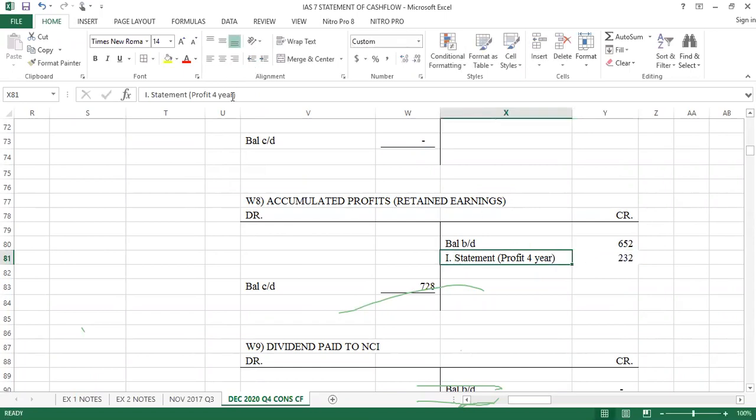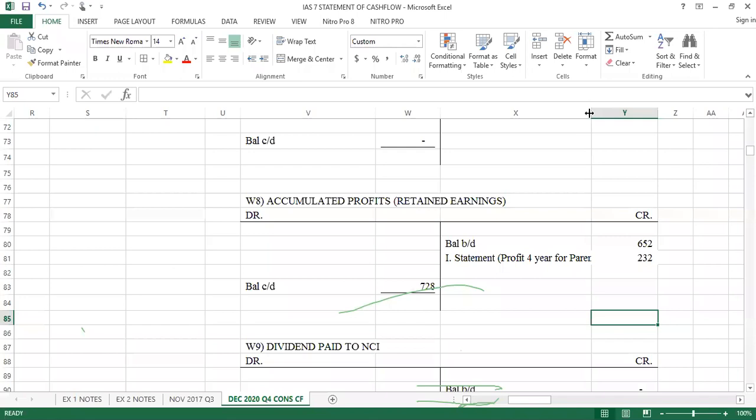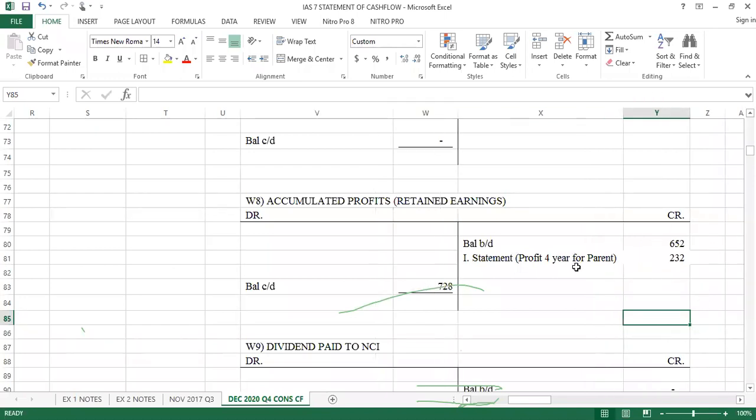Profit for the year for parent. Let me write in full: profit for the year for the parent, the parent share. So the share of the parent.